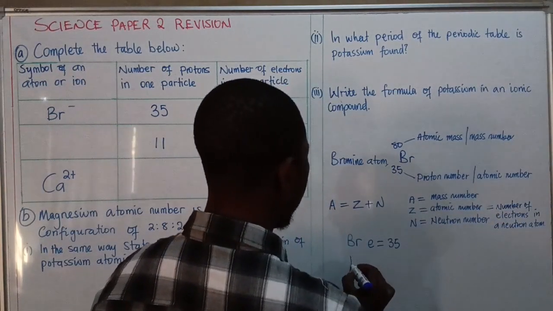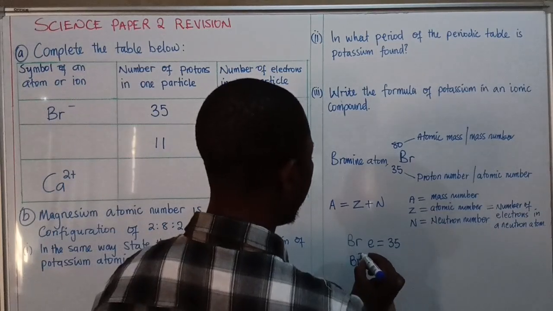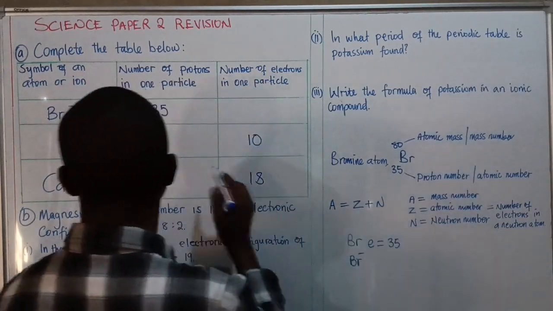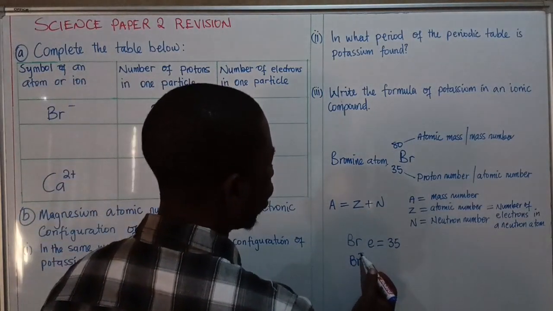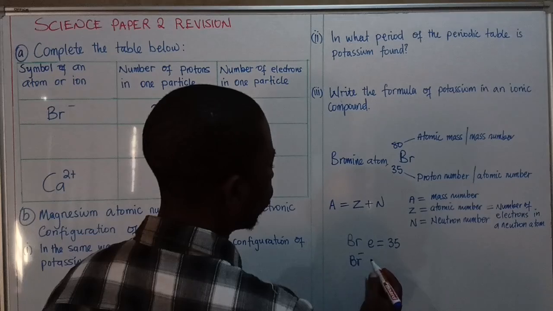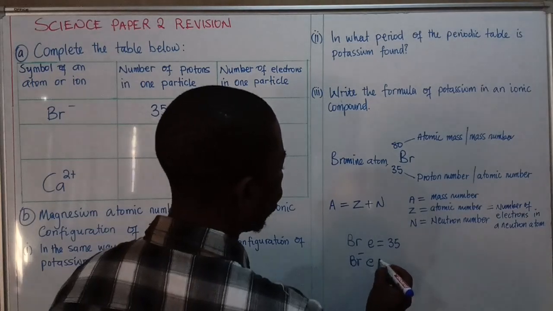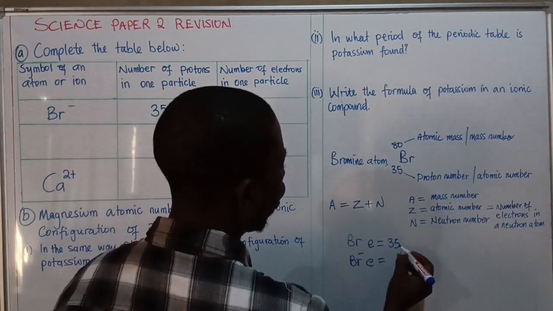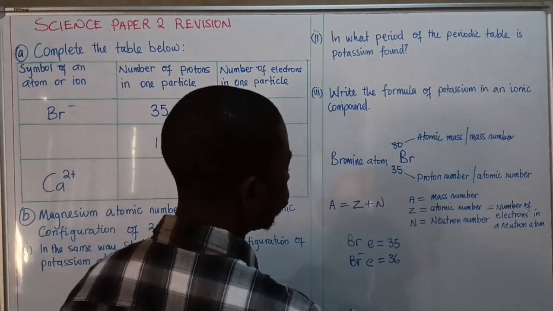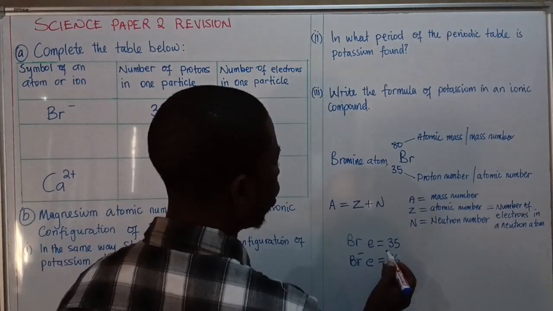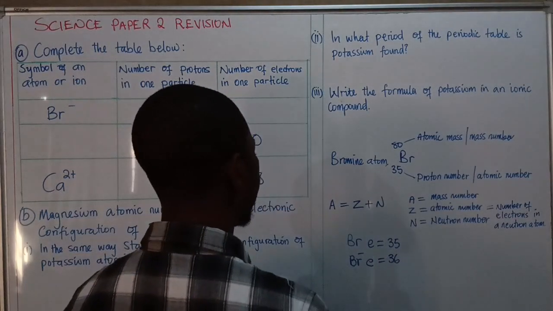Now, in a bromine ion like this one, this minus means bromine has gained 1 more electron. So the number of electrons here should now be 35 plus 1, so here it will be 36. That is what you should know. Negative means bromine gained 1 more electron.